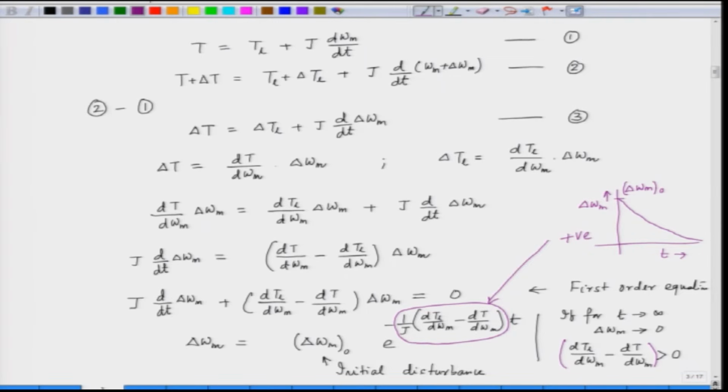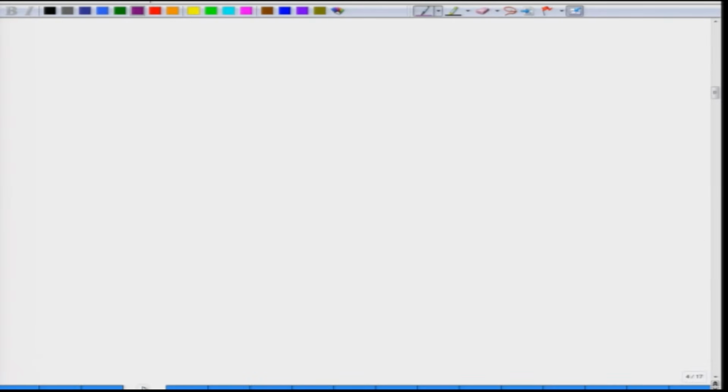So, which implies that dT_L by d omega_m should be greater than dT by d omega_m. So, we have proved that for stability dT_L by d omega_m should be greater than dT by d omega_m. So, we can write once again, for steady state stability, we can say that dT_L by d omega_m should be greater than dT by d omega_m.